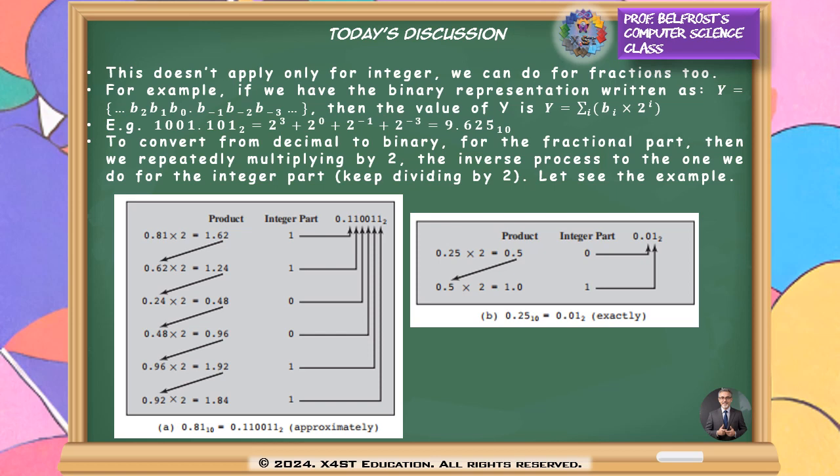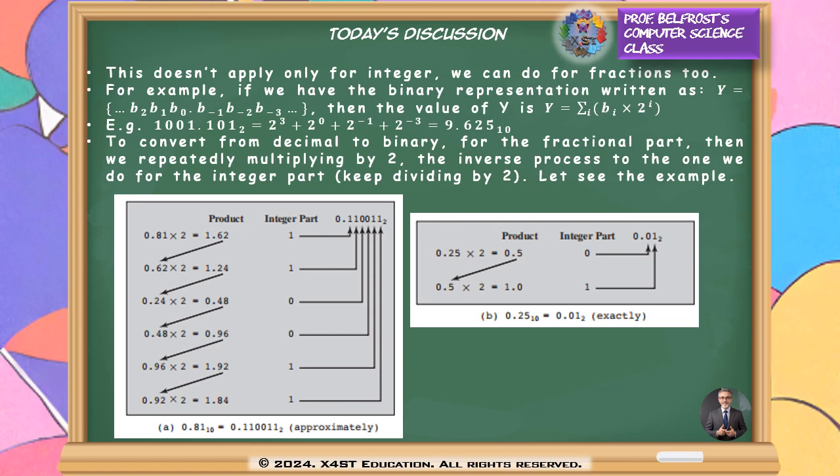But this doesn't apply only to integers. We can also do it for fractions, for conversion and also for the operations. So for example, if we have a binary representation written with the integer and the fraction parts together, then the value of y for binary is actually two decimal.